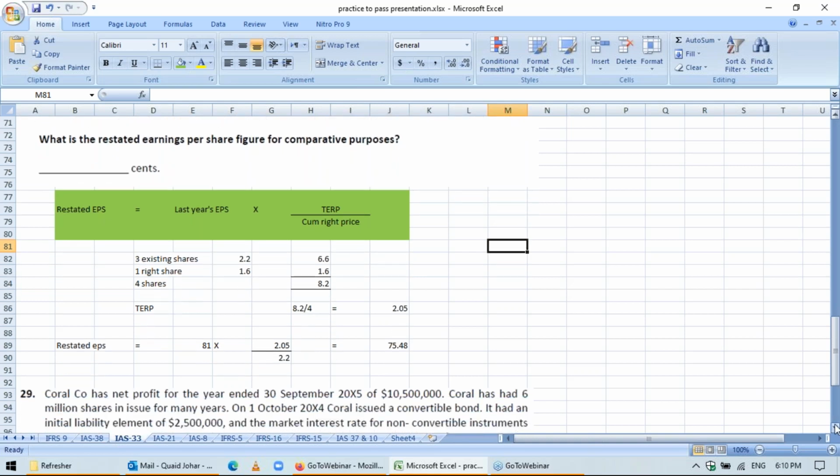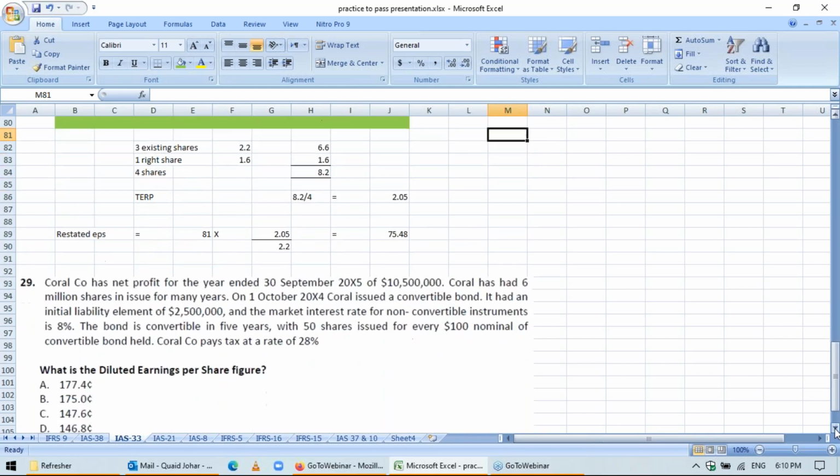Now, let's move on to the next question. And remember, if there is a bonus issue in the current year, then also you have to restate the previous year's EPS for comparison purposes. In that case, the adjustment fraction used for a bonus issue will be taken upside down, right? So the numbers you took in the numerator will be taken in the denominator and vice versa.